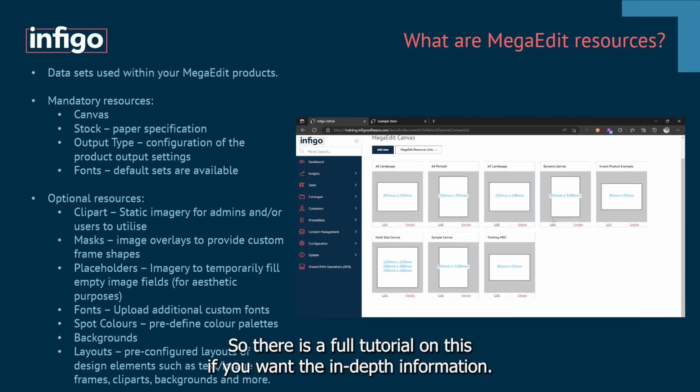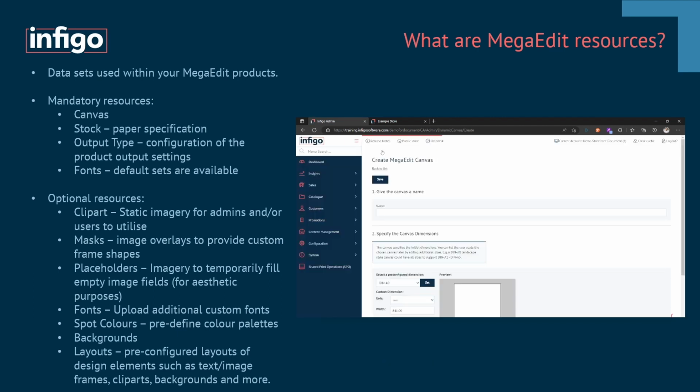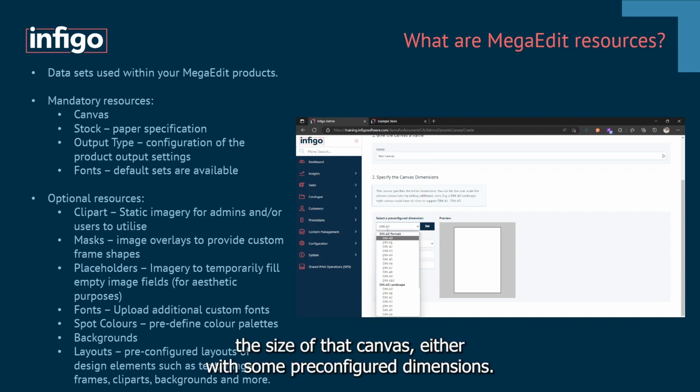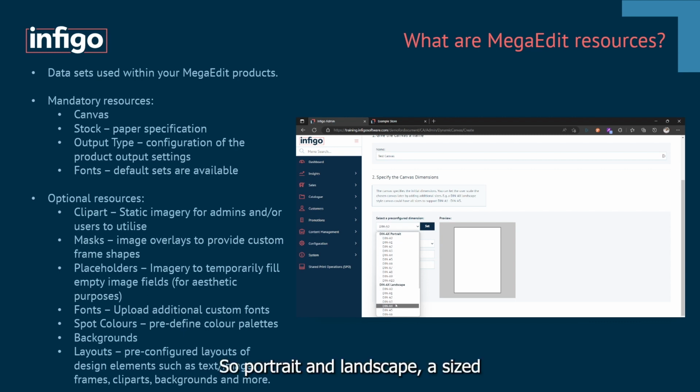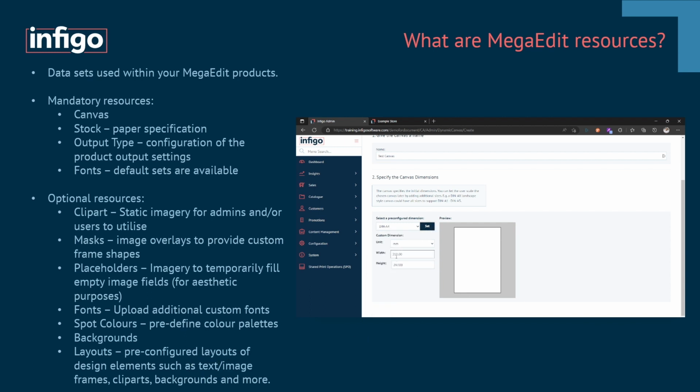So there is a full tutorial on this if you want the in-depth information. However, in here, I'll just show you the bare bones of creating a canvas. So I'll just go to add new. And then we have a simple specification of our canvas where I can define the size of that canvas, either with some pre-configured dimensions. So portrait and landscape, A-sized stock. And then once I've selected one of those, click on set, and it will change the size of the document. Alternatively, I can directly enter the width and the height in here.